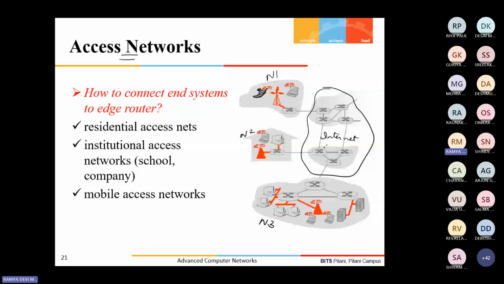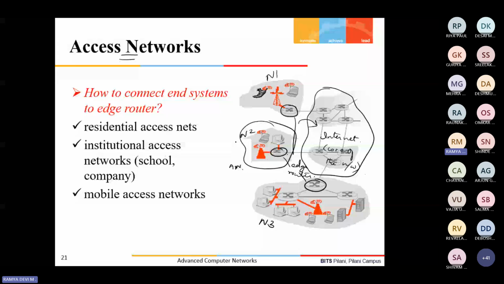This is called the access network. For every access network, as you can see here, there is an edge router. The edge router is responsible for connecting the access network to the internet. The main goal of the access network is to provide the initial connectivity from a home, an institution, a service provider, or a residential access network.